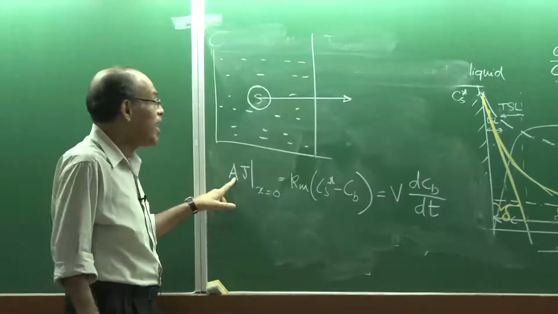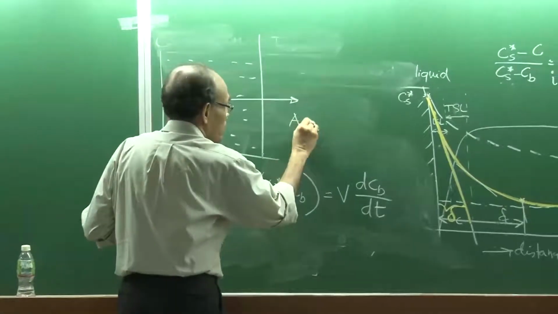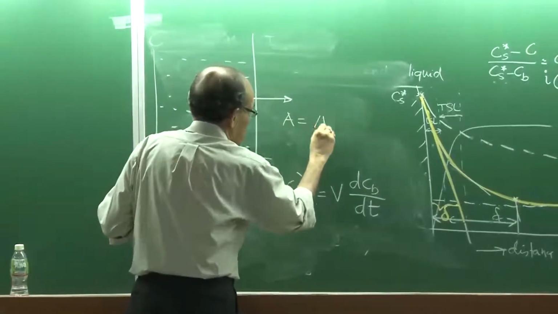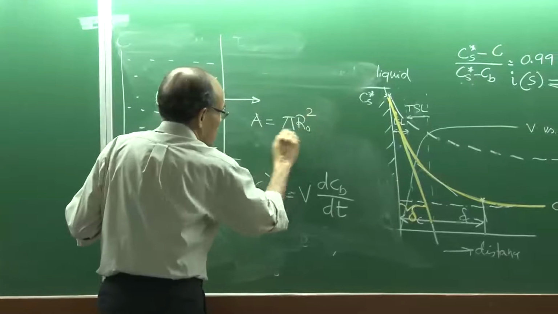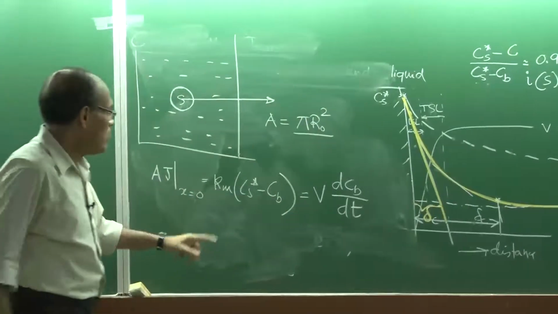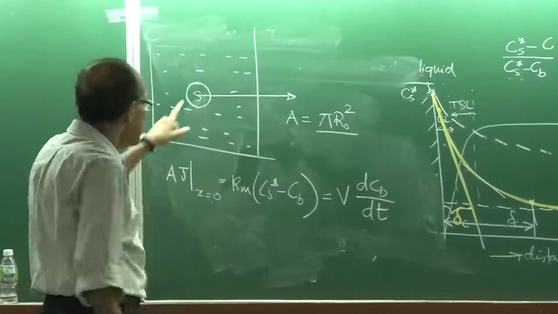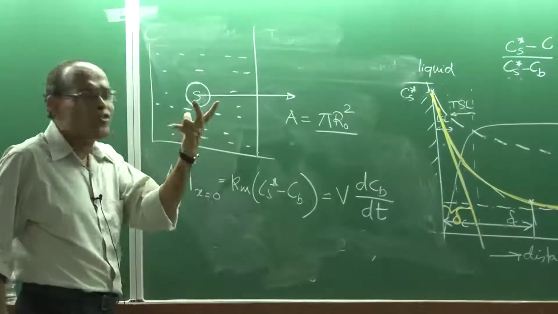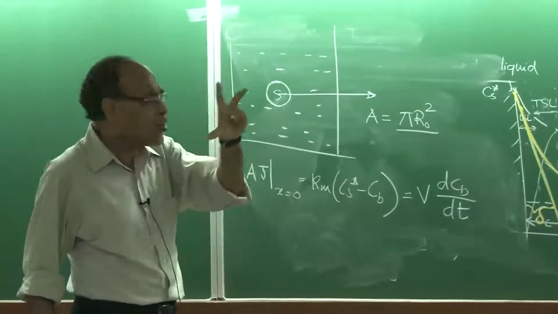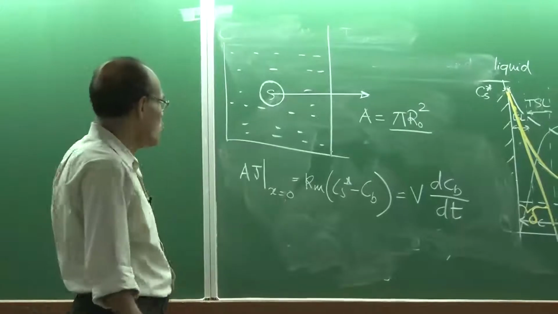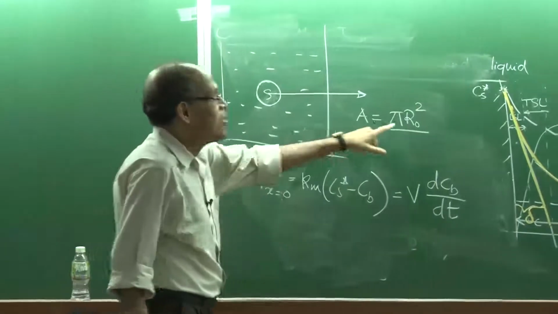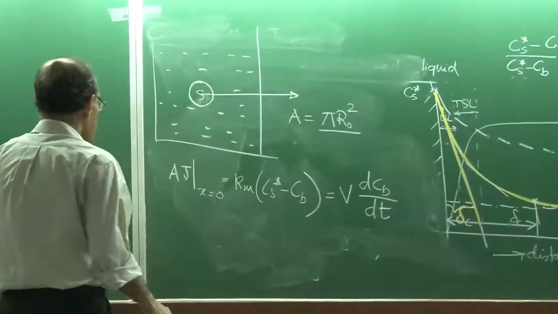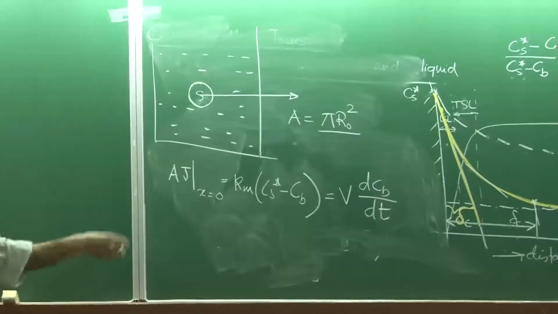If I take A to be equal to, say... but if you assume that it is a sparingly soluble substance, so the reduction is not so much, and you are talking of only a few minutes of dissolution process, so you can take that A to be equal to pi r0, and then you can integrate this equation.